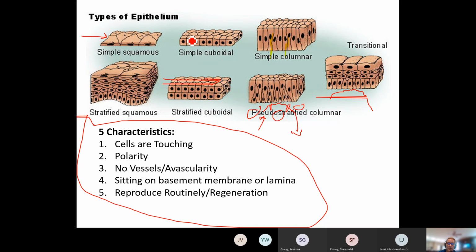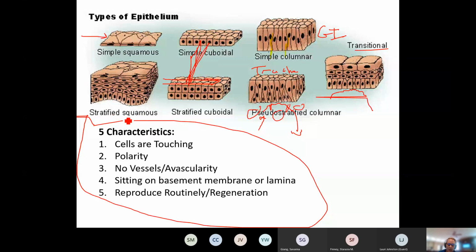We're going to see this in some other locations. Simple cuboidal and stratified cuboidal, we normally are going to see these two a lot in some of our glands. All right, simple columnar, we're going to see that a lot in the GI tract. And then pseudostratified columnar, we're going to see that in our tracheas and some of our upper airways. And then transitional is only in the bladder.